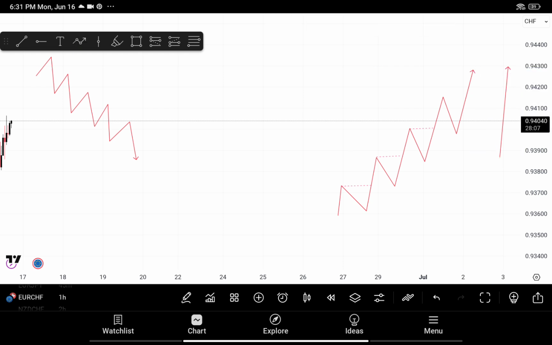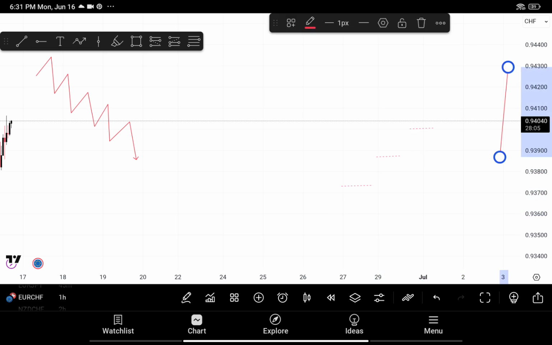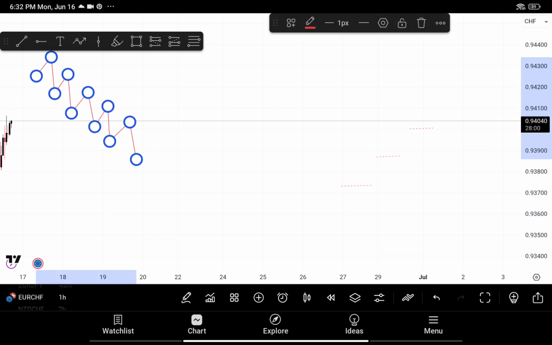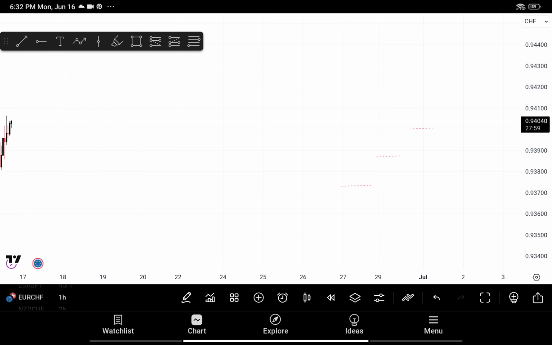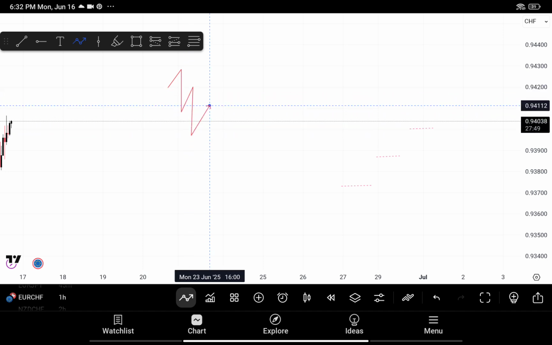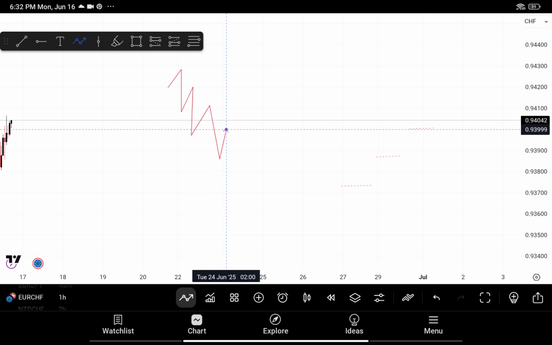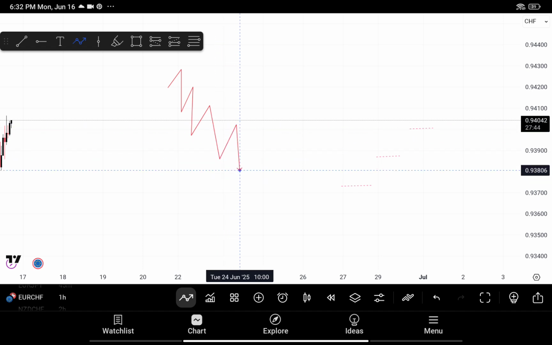So this is what I'm trying to explain. The same thing applies to the downtrend too. When the market is printing something like this, lower highs and lower lows, lower highs, lower lows, this is a downtrend.